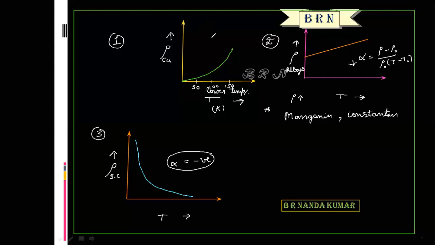But in case of metal, the temperature coefficient is positive. In alloys it is also positive, but the value is very small.